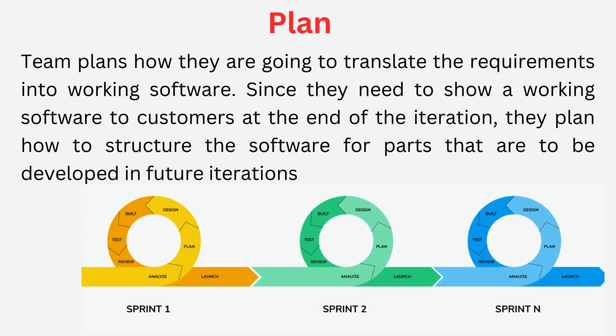The second phase of the agile approach is plan. First is requirements and the second one is plan. So in this phase, the team plans how they are going to translate the requirements into working software. Since they need to show working software to customers at the end of the iteration, they plan how to structure the software for parts that are to be developed within the iteration. So they take that part and plan on how to develop that chunk of the project.